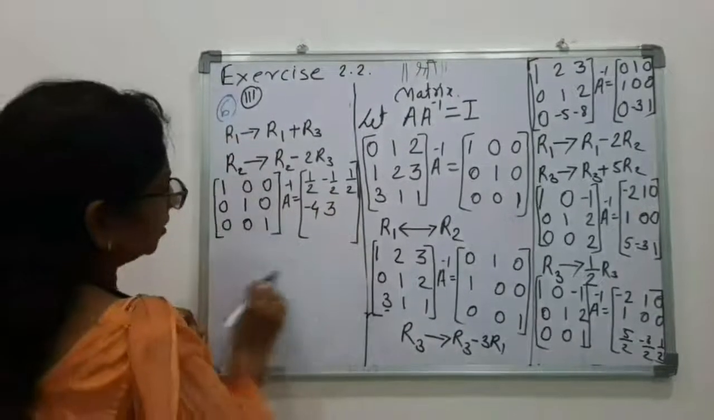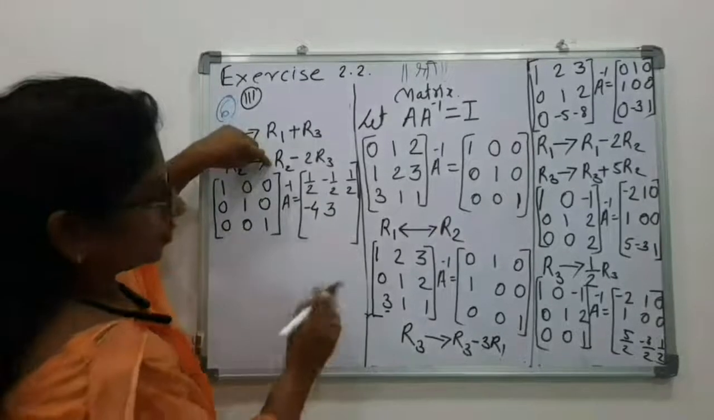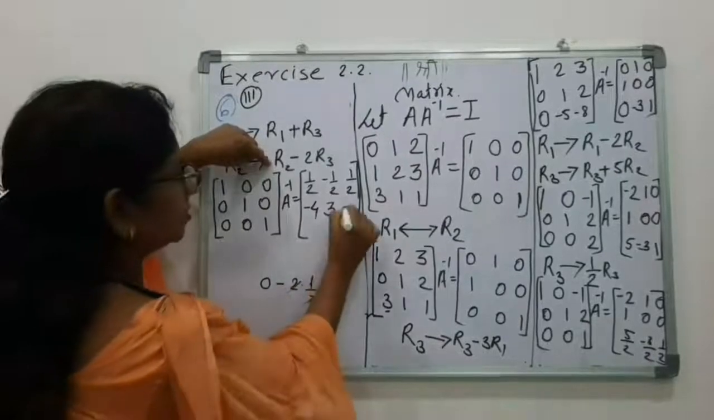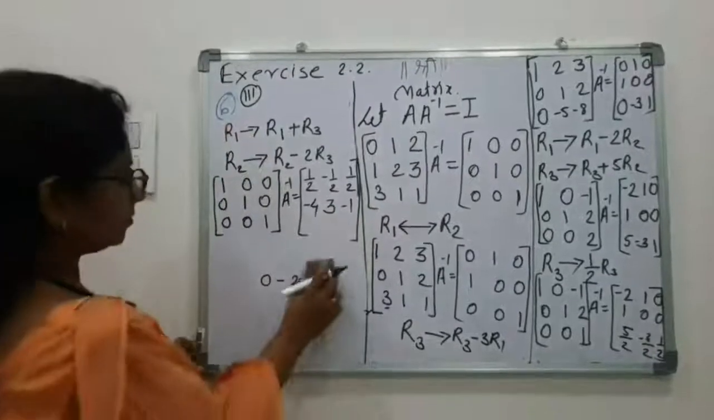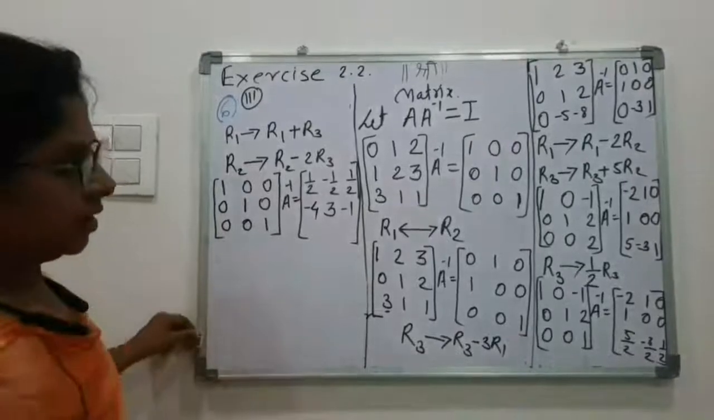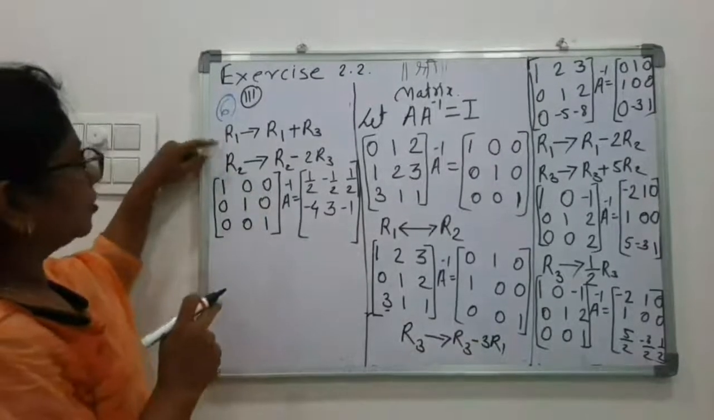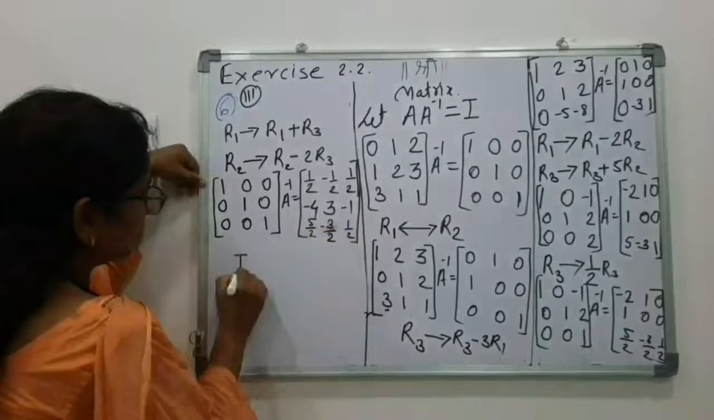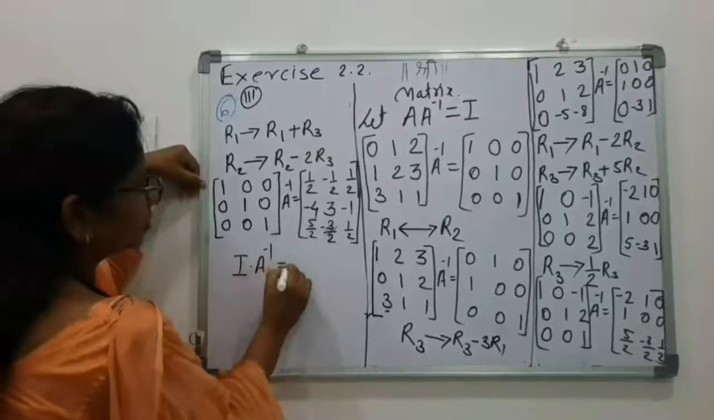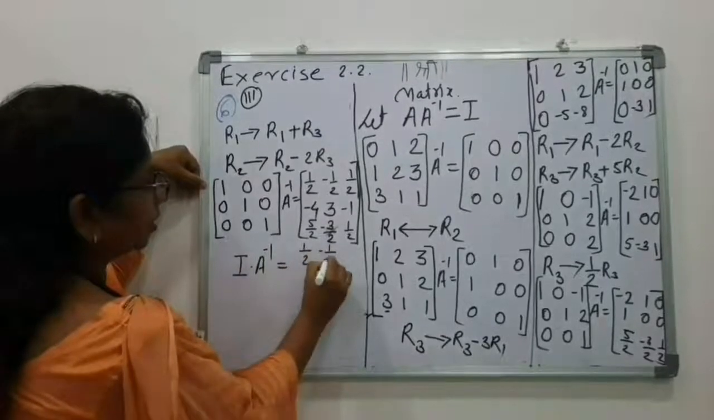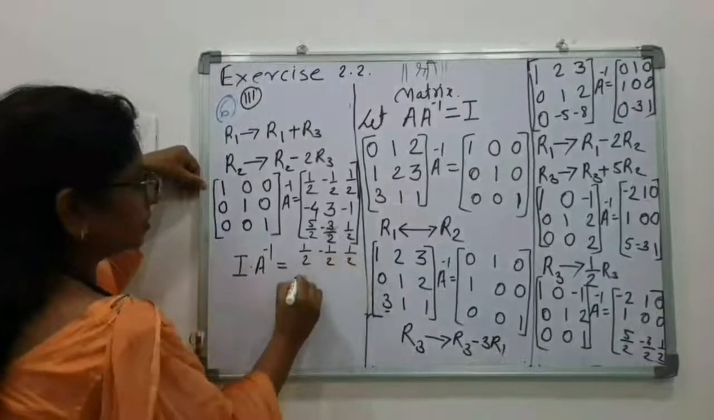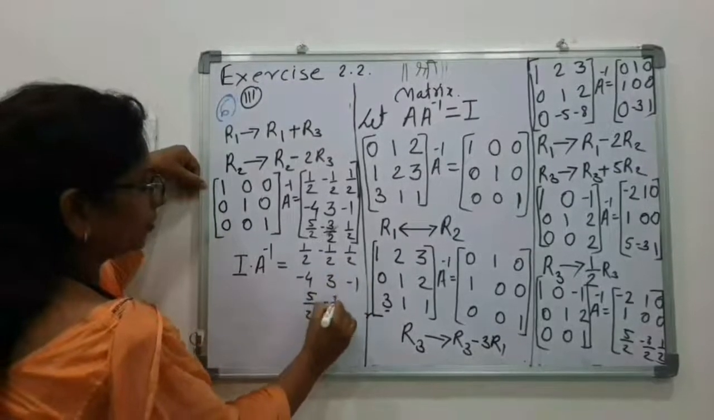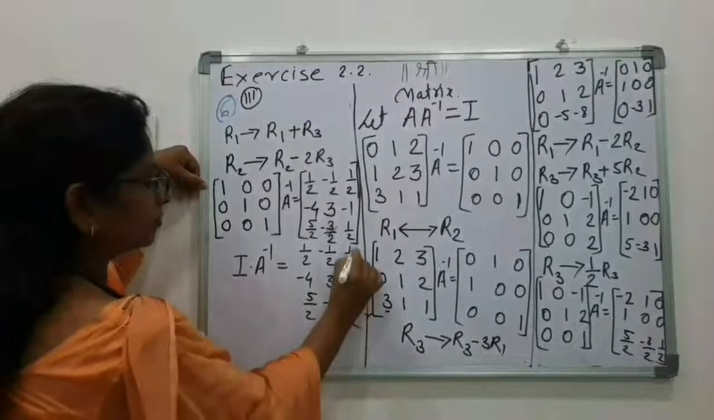Now for the third element, R2 is 0 minus 2 into R3 is 1 by 2. 2 gets cancelled, means minus 1. There is no change, there is no transformation for R3. So write down R3 as it is. This is R into A inverse equals 1 by 2, minus 1 by 2, 1 by 2, minus 4, 3, minus 1, 5 by 2, minus 3 by 2 and 1.